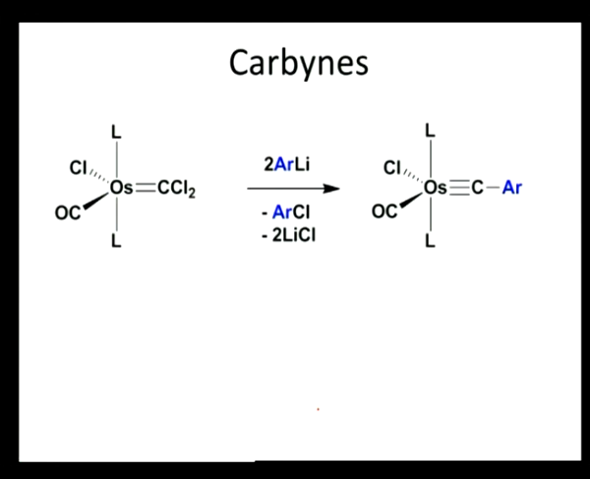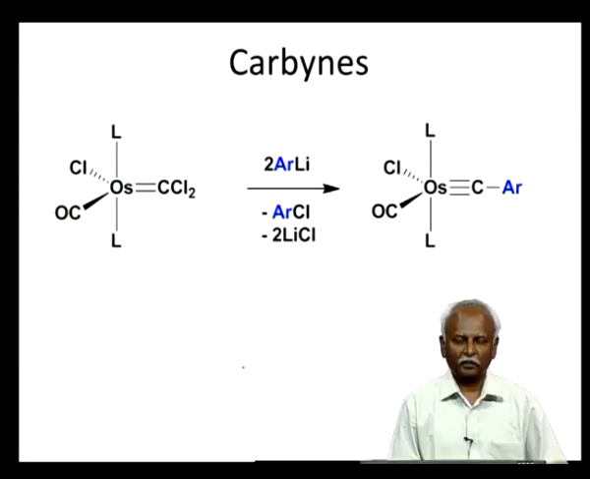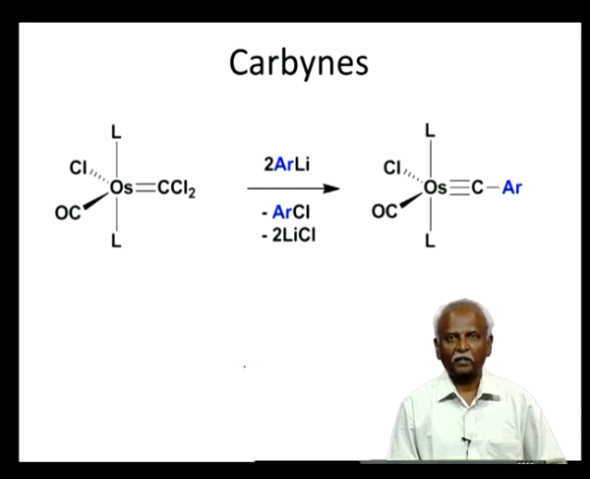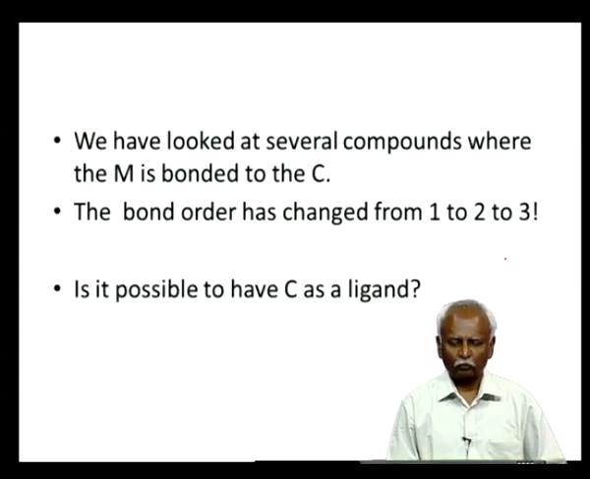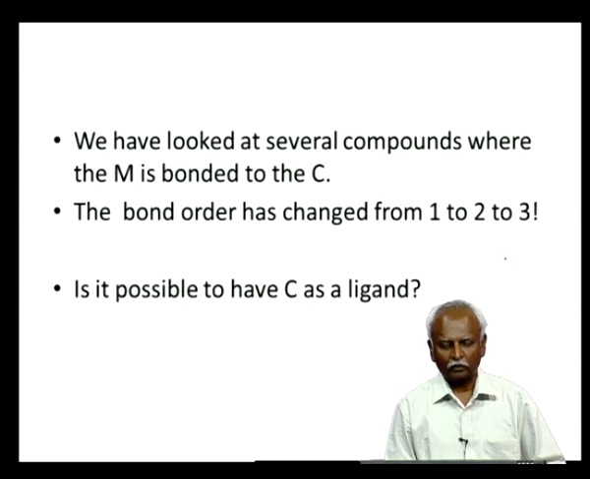Here is one more instance where you can have a CCl2 group attached to the osmium, and we have done a substitution reaction with aryl lithium. It can be any aryl group, but phenyl lithium would do, and you can end up with a carbyne complex that is pictured here. We have looked at several compounds where the metal is bonded to the carbon. The bond order has changed from 1 to 2 to 3. Now, is it possible to have just carbon as a ligand?